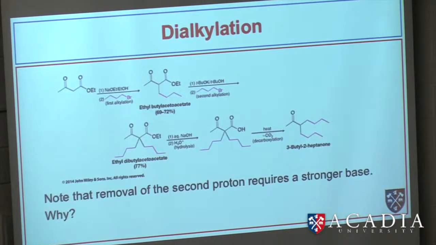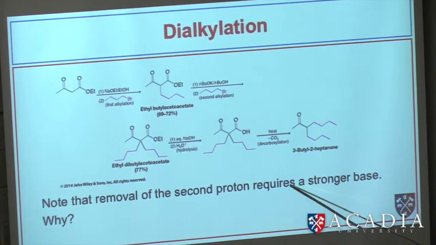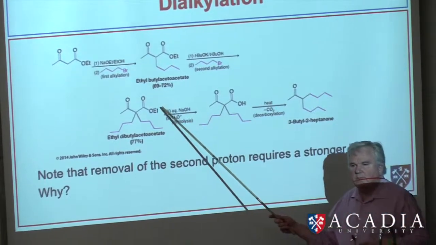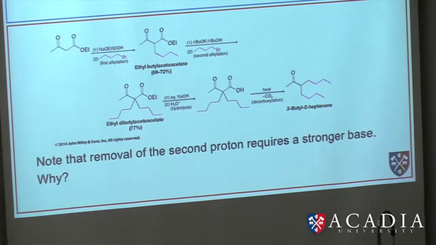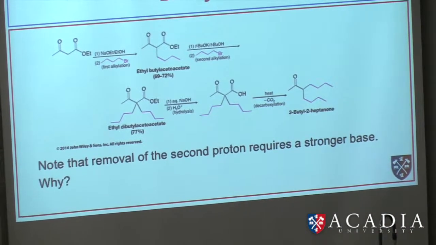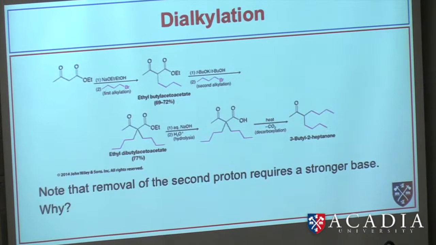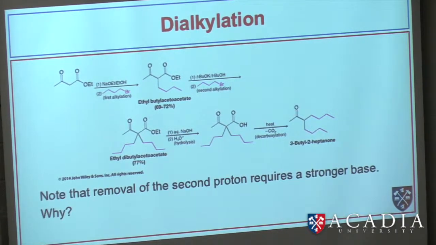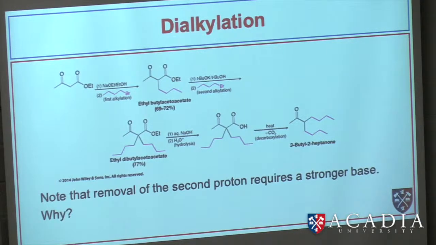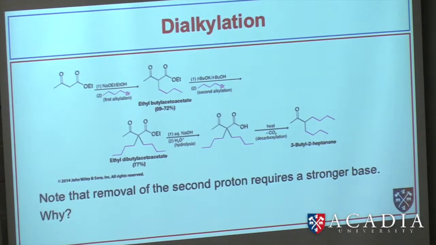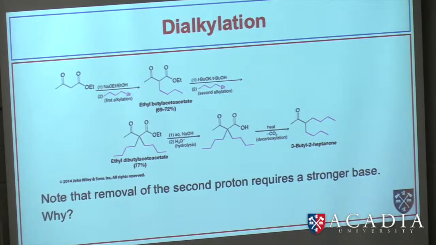And you'll notice now on a lot of the slides, sometimes I'll talk about these things and sometimes I won't, but I quite often have a little question there. And that's to make you think when you're studying: why does that second proton require a stronger base? Because we've put that electron donating substituent on it, so we've made it just that much less acidic.